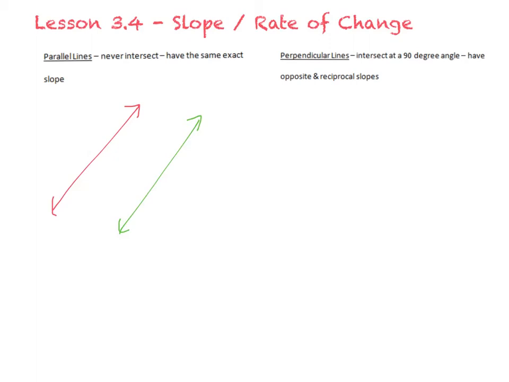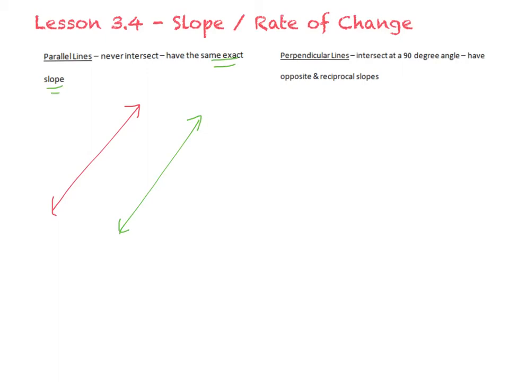Notice, slope is the angle that a line goes up. These lines go up at the same angle, and since they never touch, that means they have the same slope. Parallel lines have the exact same slope.